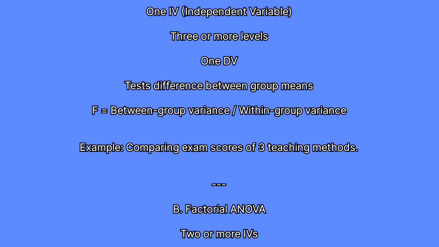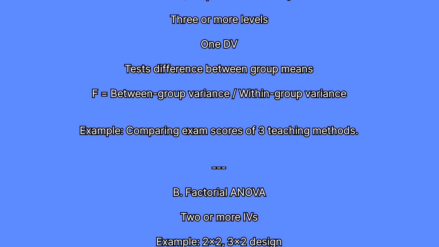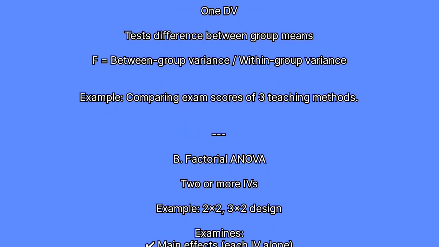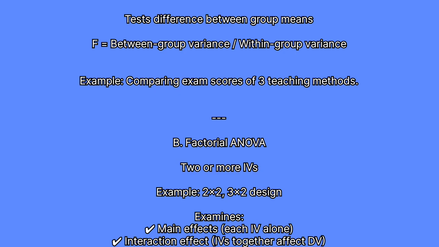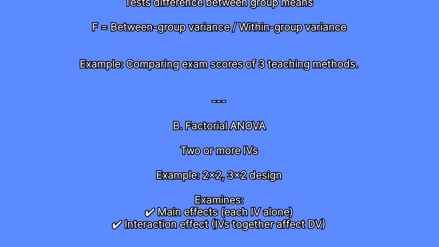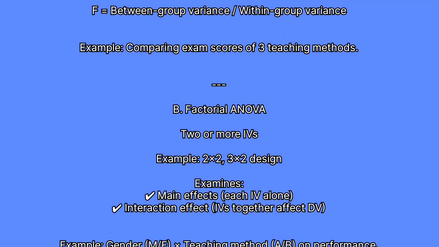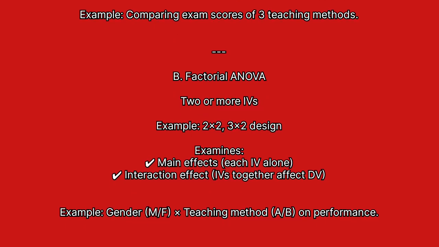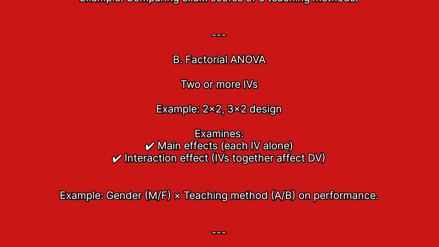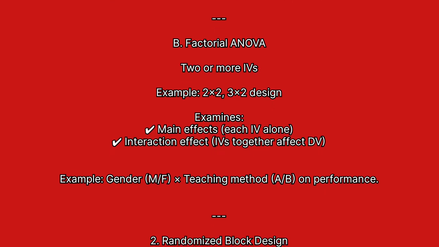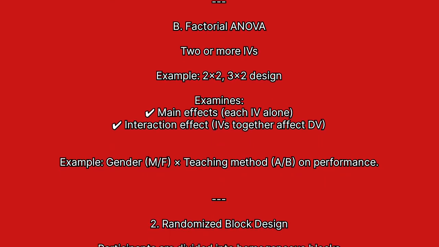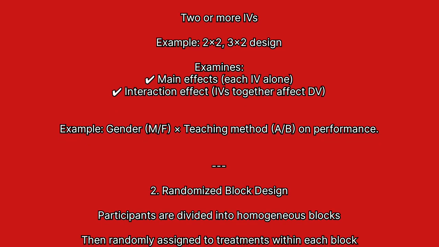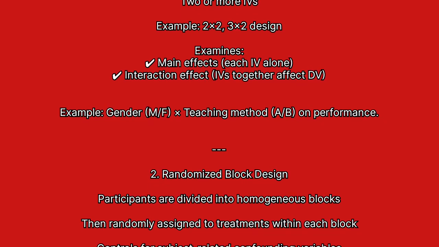B. Factorial ANOVA. In this we have two or more independent variables, for example a 2 by 2 or 3 by 2 design. It examines main effects, each independent variable alone, and the interaction effect, how independent variables together affect the dependent variable. For example, gender, male or female, versus teaching method, A or B, on performance.